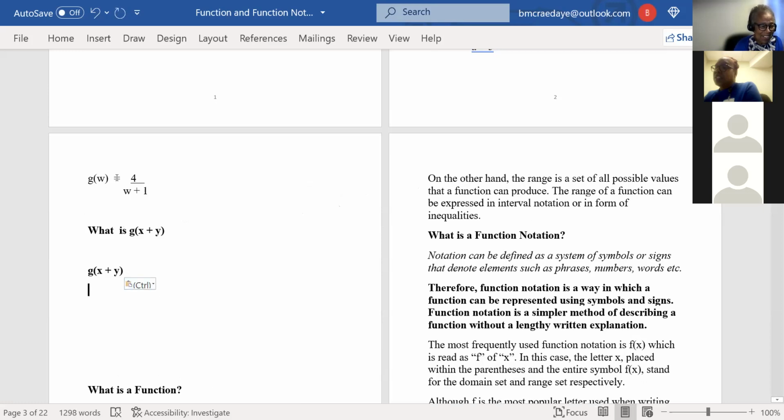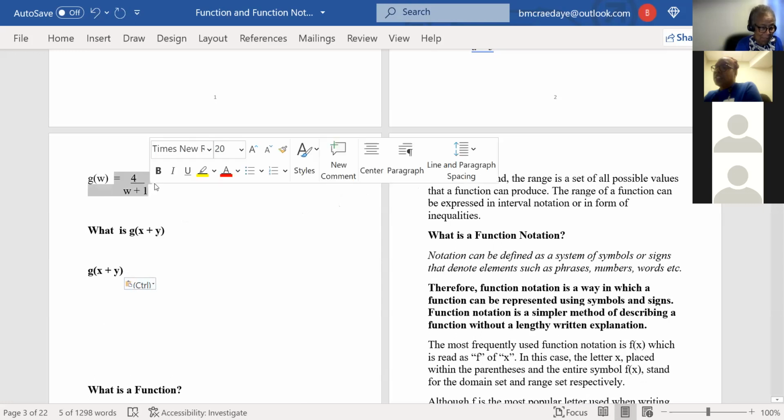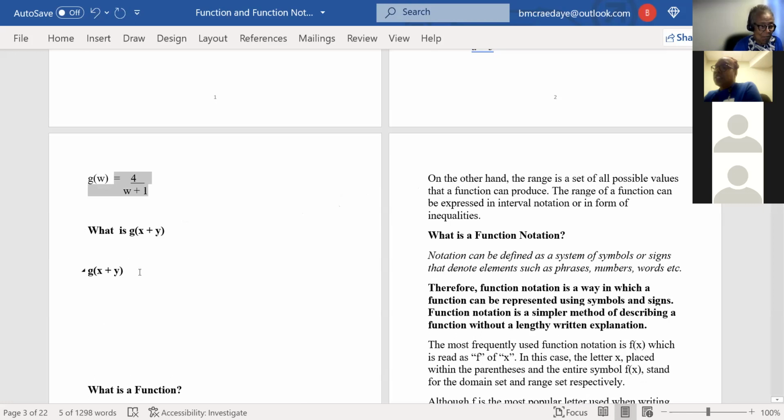This thing is going to be crazy. No, see, you got 4 plus 1. Let's just copy that. So G of X plus Y would be equal to 4 over... Now what's the W? What would I put for W? X plus Y. That's right, X plus Y. And then I'll have just plus 1, right? Oh, I left out the 1.